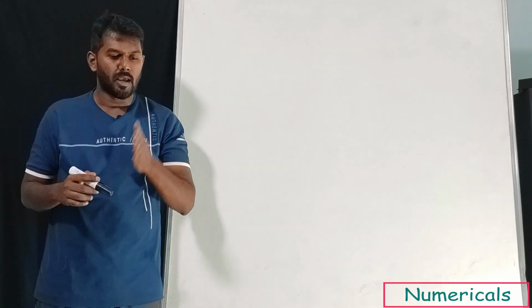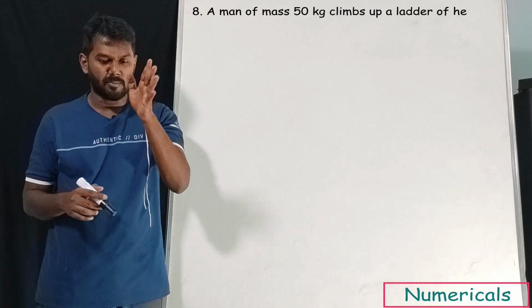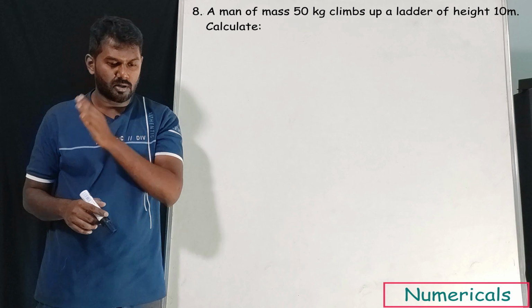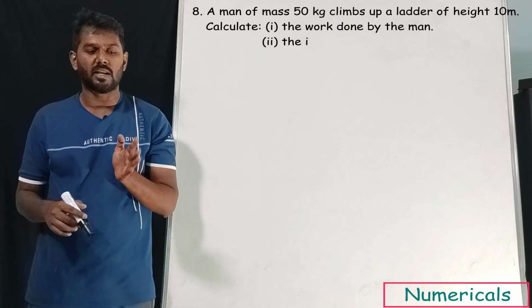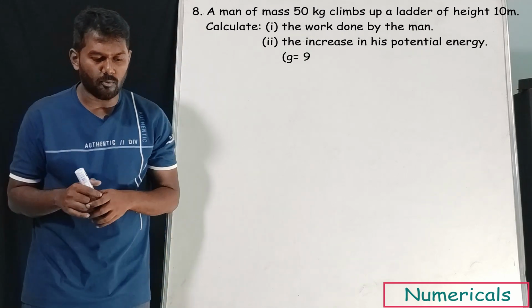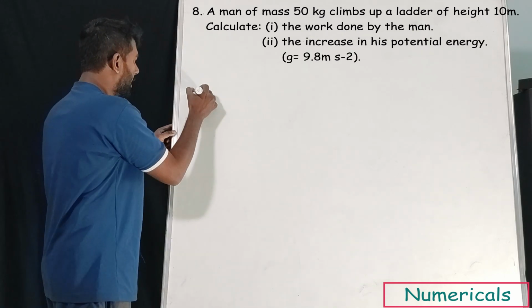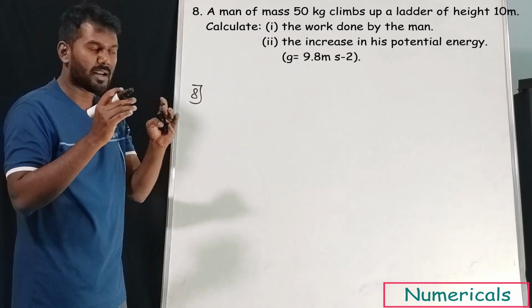Question number 8. A man of mass 50 kg climbs up a ladder of height 10 meters. Calculate the work done by the man. Second one, the increase in his potential energy. G is equal to 9.8 we have to take. Now see, first we need to understand the question properly. Again, for your reference you can draw the diagram.